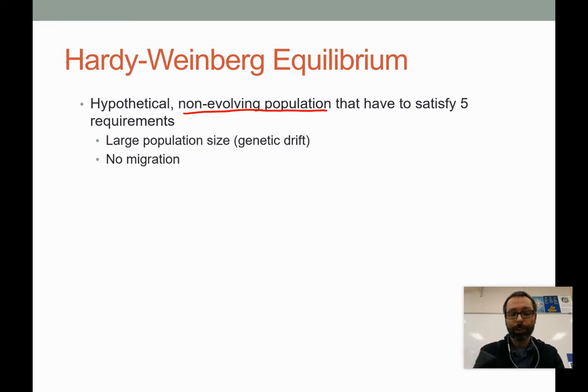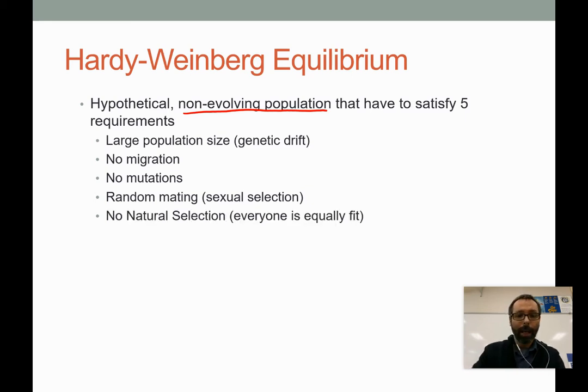There can be no migration, right? Because if new organisms come into the area, or some of the organisms that we have leave, then that's going to change our frequencies. That's going to change our percentages. So we don't want that to happen in our non-evolving population. There can't be any mutations. Clearly, that's impossible, but in this hypothetical, purely statistical world, there's no mutations. There has to be random mating, which means that, again, there's no sexual selection, that there's no reason why you would choose one mate or the other. And then that leads to the idea that there should be no natural selection, that there should be no reason why anyone is more fit than anyone else, right?